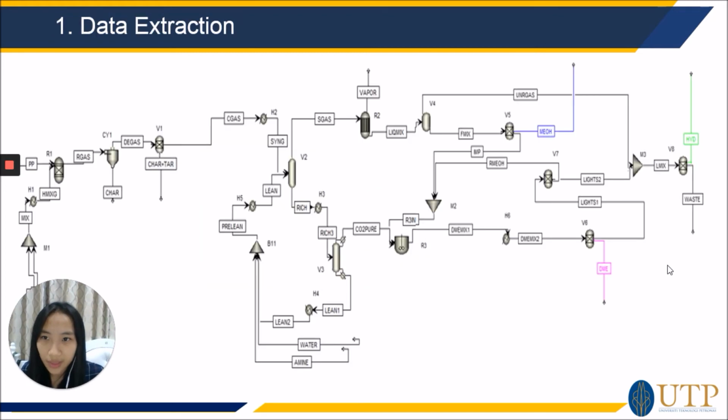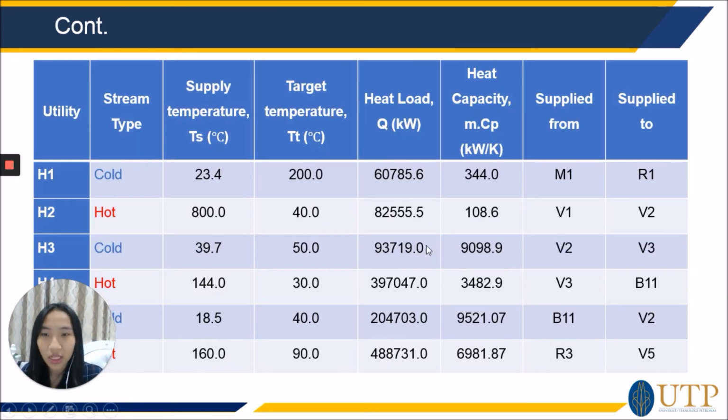So the first step is data extraction. This is a process flow sheet that we obtained from Aspen Plus simulation, and there are heaters and coolers here and there. So what we did is we manually extracted the data from Aspen Plus and tabulated them into this. We found that there are 6 streams in total, 3 hot streams and 3 cold streams.